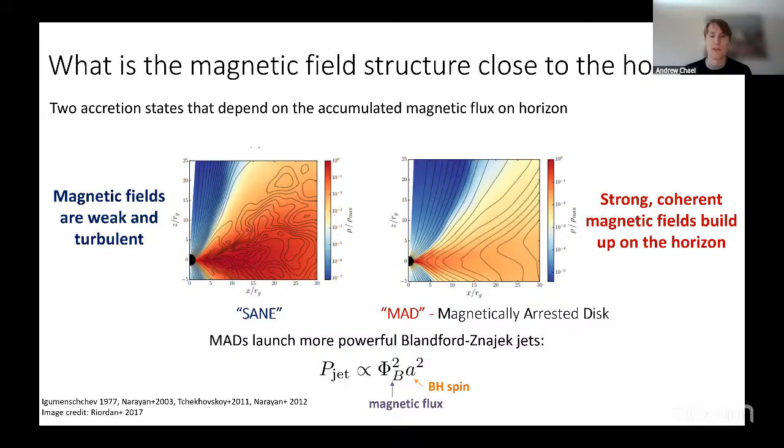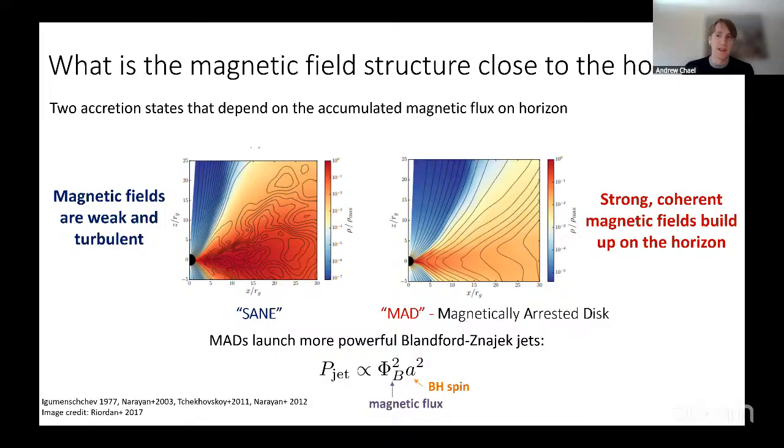Whereas in the MAD paradigm, or magnetically arrested disk case, the fields are much stronger and they build up coherently into these strong coherent structures. And these fields build up on the black hole horizon and are able to actually push back against the infalling gas. They're dynamically important. And this MAD picture is really appealing for a lot of reasons. One of them is that these magnetically arrested disks should sort of naturally launch more powerful jets. So we think when jets are powered by black hole spin, that the power in the jet is proportional to the magnetic flux squared, as well as the spin squared. And so if you can pile on more magnetic flux onto the black hole, that would explain how you could get some of these stronger jets.